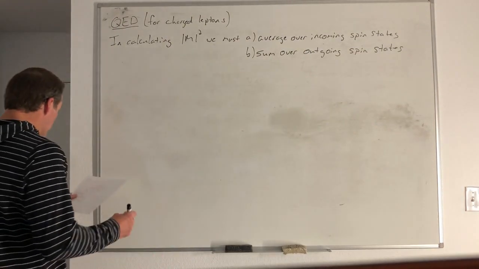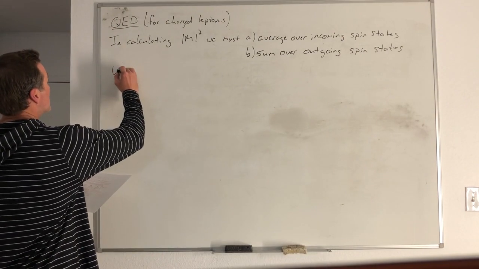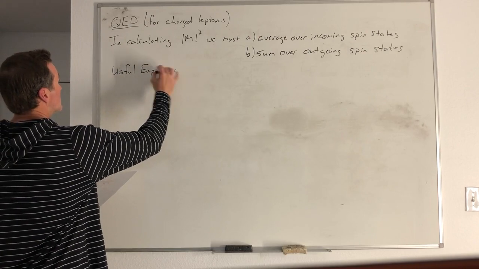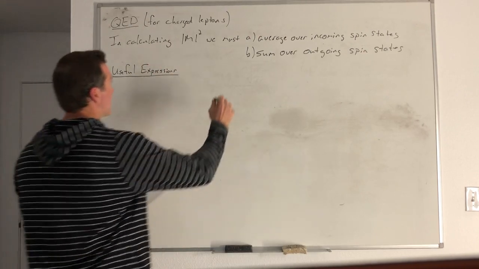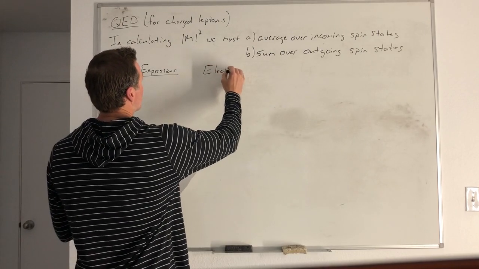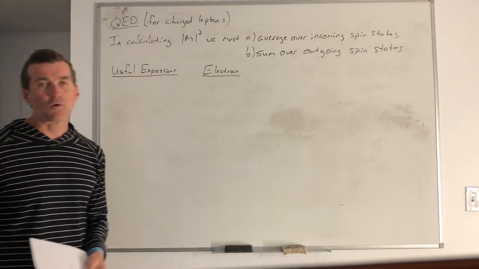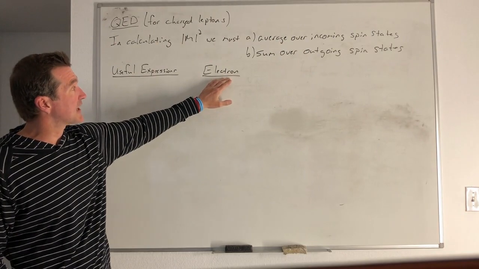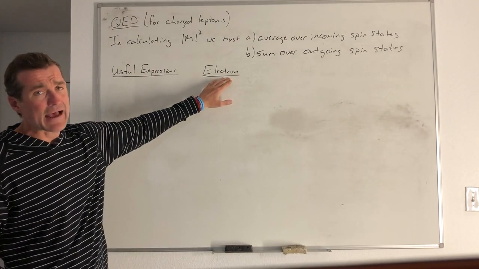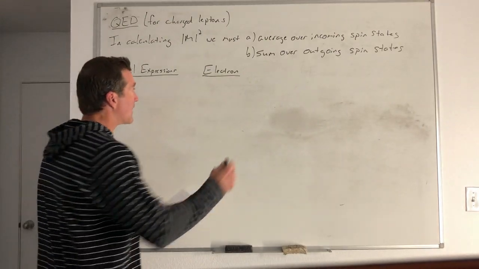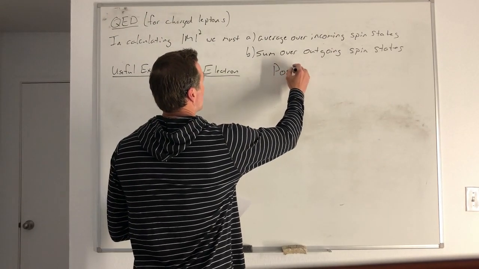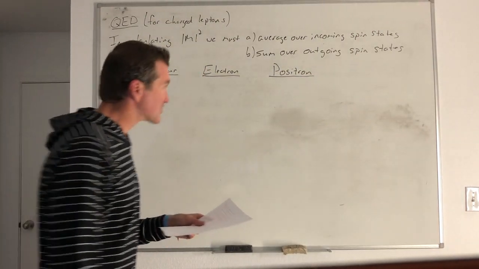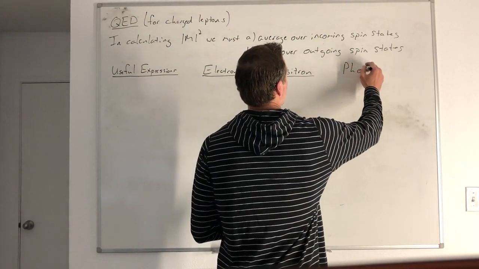Okay? So here we go. I'm going to make a chart. Useful expressions. And then I'm going to write down the corresponding quantity for the electron, or the muon, or the tauon. The other leptons, the other charged leptons, just have larger mass, so they behave exactly like an electron. I'm going to write down the corresponding expression for an anti-electron, which of course we call a positron, and then I'll write down the corresponding expression for a photon.